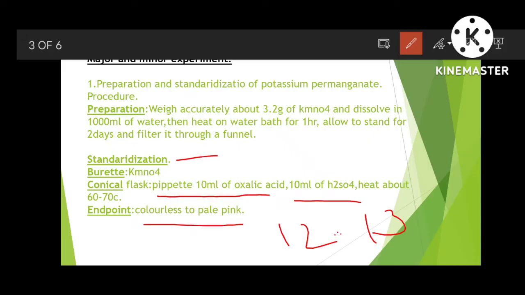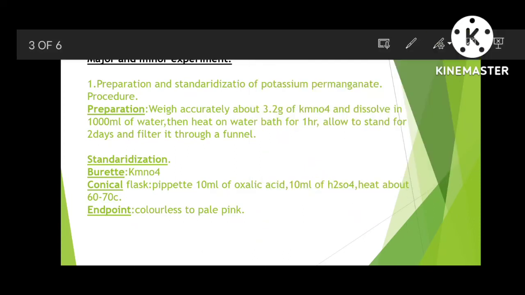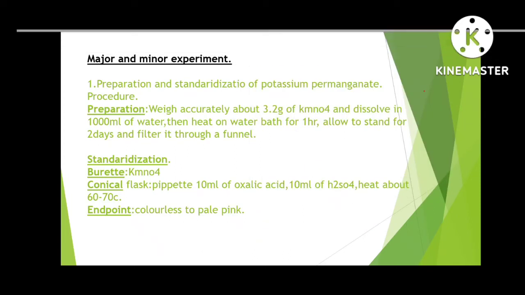See, the first and second readings, when you take the initial and final reading and subtract, there should not be a lot of difference, only 1 or 0.5. In point only you have to maintain the difference. If it exceeds, your supervisor will cut the marks. That is one of the very important things here. Okay, this is for potassium permanganate.